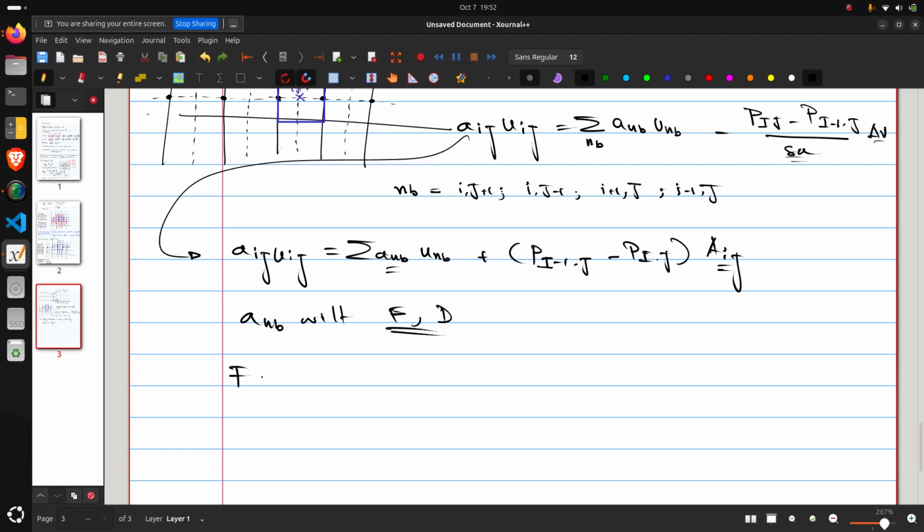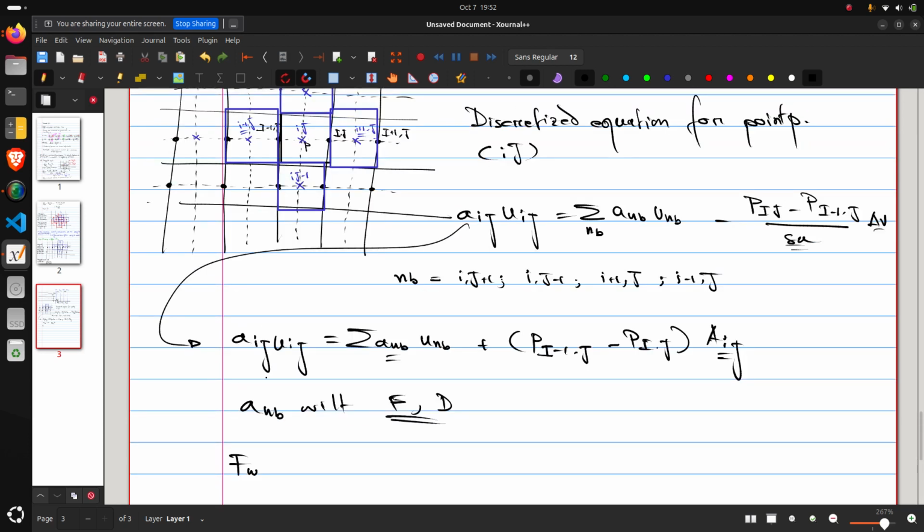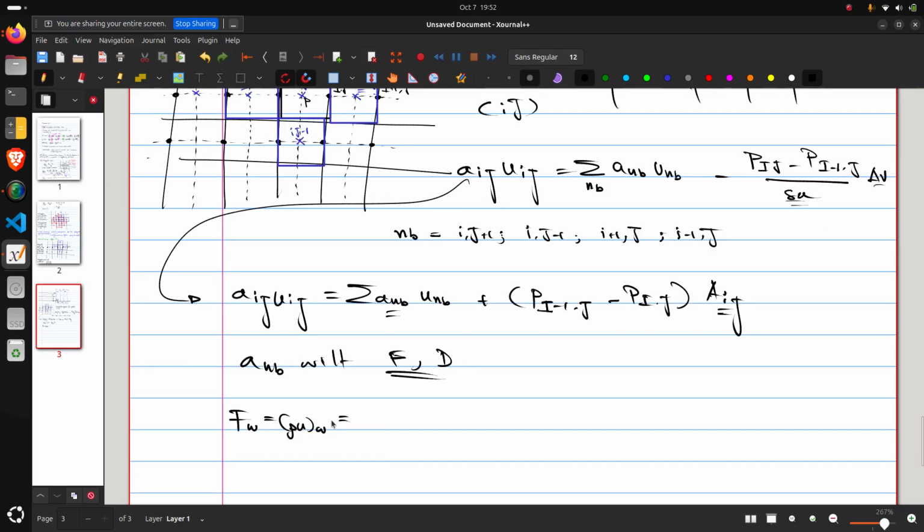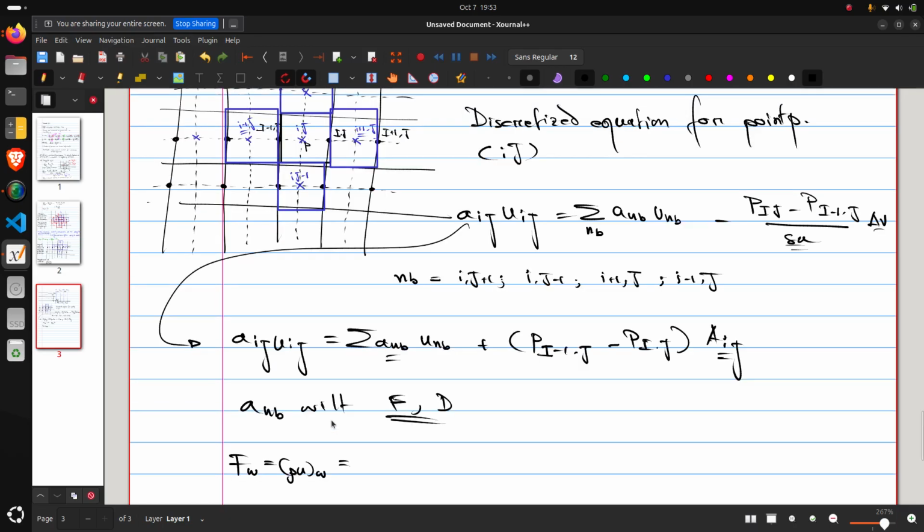So there will be something called FW, right? What is FW? FW is the convective flux coming from the left hand side. This is nothing but rho u w. But do you see the problem here? What problem are we facing? The problem we are facing is, what is the index here? The index is capital I minus 1 capital J, right?